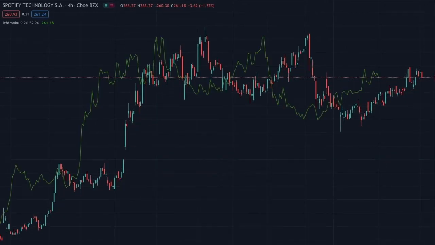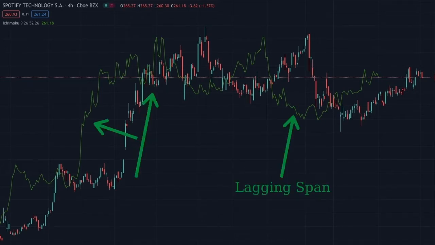The third line is called the lagging span. The lagging span shows us the price, but as you can see, it is coming from behind. That's the reason it is called the lagging span. It is used for the confirmation of signals. If the lagging span is away from the current price, the market is considered in a strong trend. But the lagging span is usually not used by many traders, since it is a lagging indicator. In our trading strategy, we will use it for confirmation.